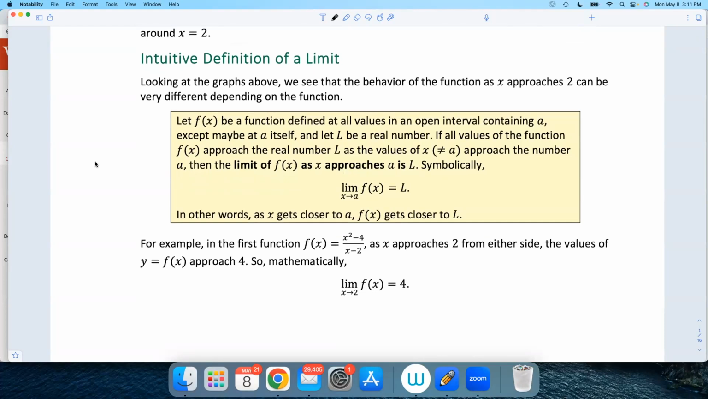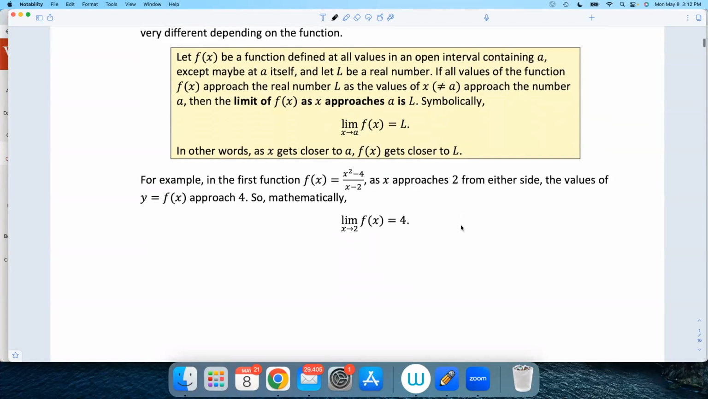So this naive definition here says, we say that the limit as x approaches a of f of x equals L if, as x gets closer and closer to a, the y values f of x get closer and closer to L. So L is a potential y value. Limits are y values. What y value should be there if the function were continuous. We'll talk about continuity next week.